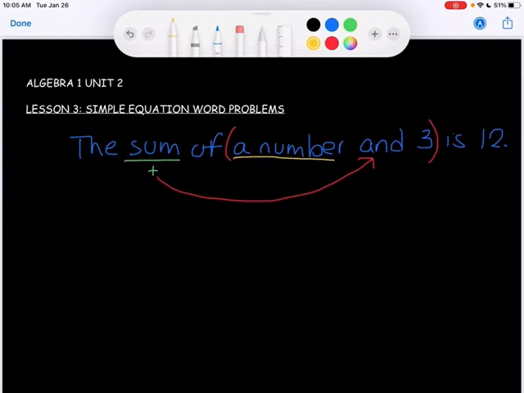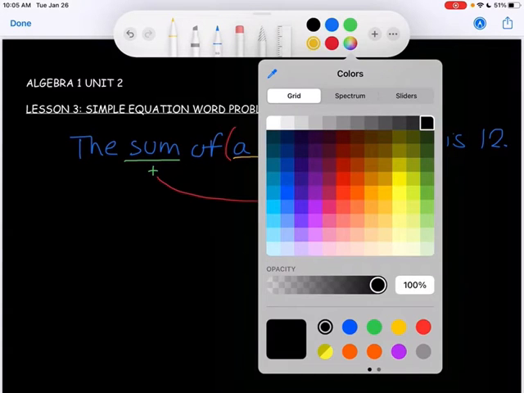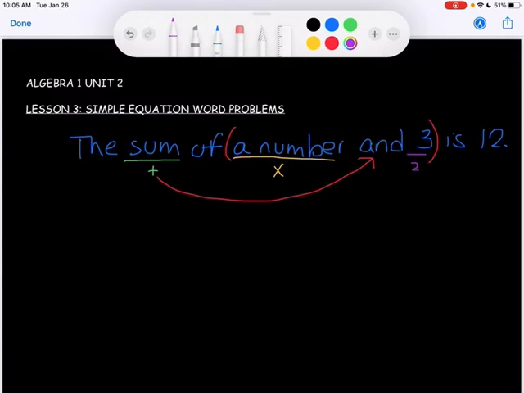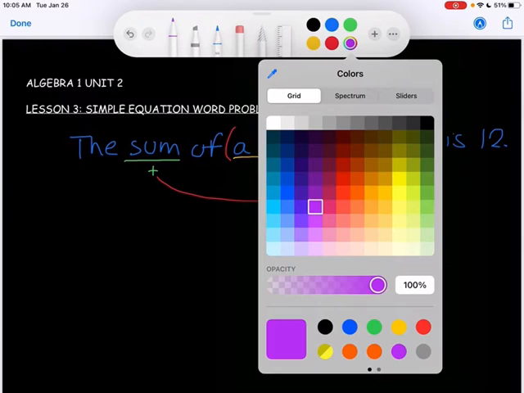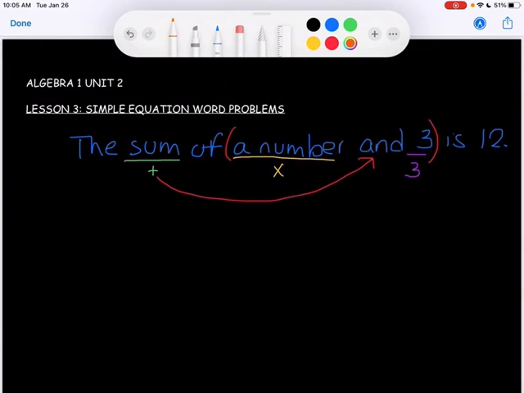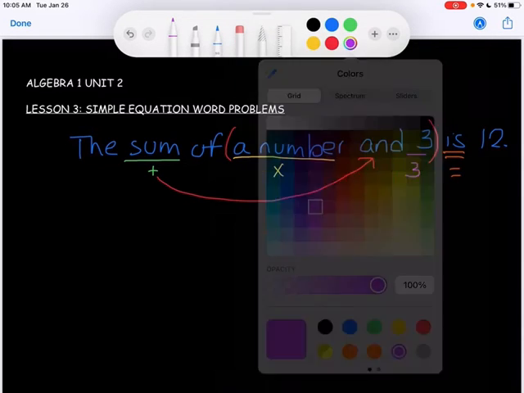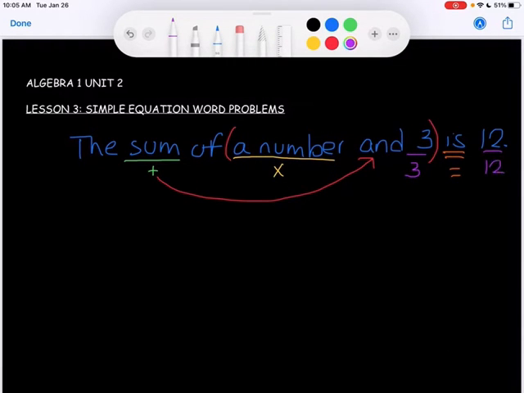A number, well, you can let it be any variable. We don't know what it is. I usually use x. And then we also have the value 3. Is is very important. Wherever you see is, there's an equal sign. And then, of course, we have another number, 12. So now we can rewrite this. Right now it looks like plus x 3, but remember the plus goes between x and 3. So we've got x plus 3 equals 12 is our equation.